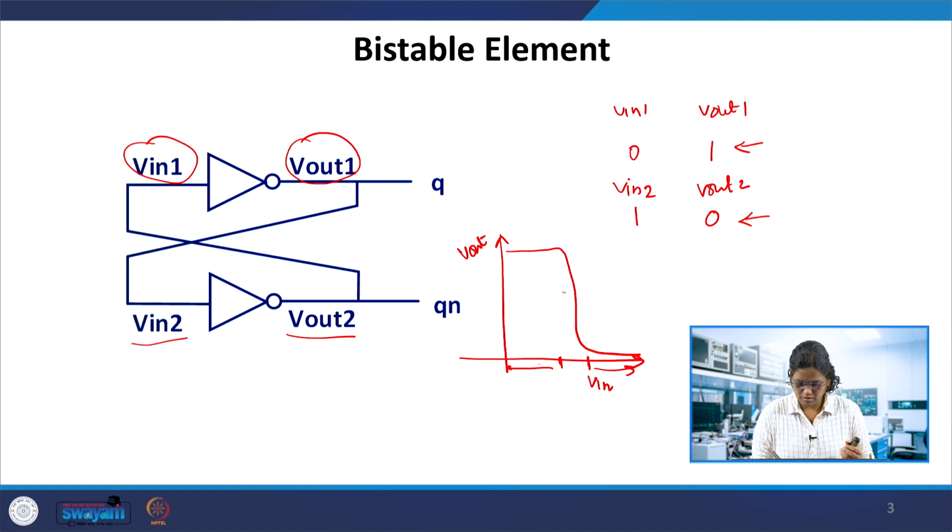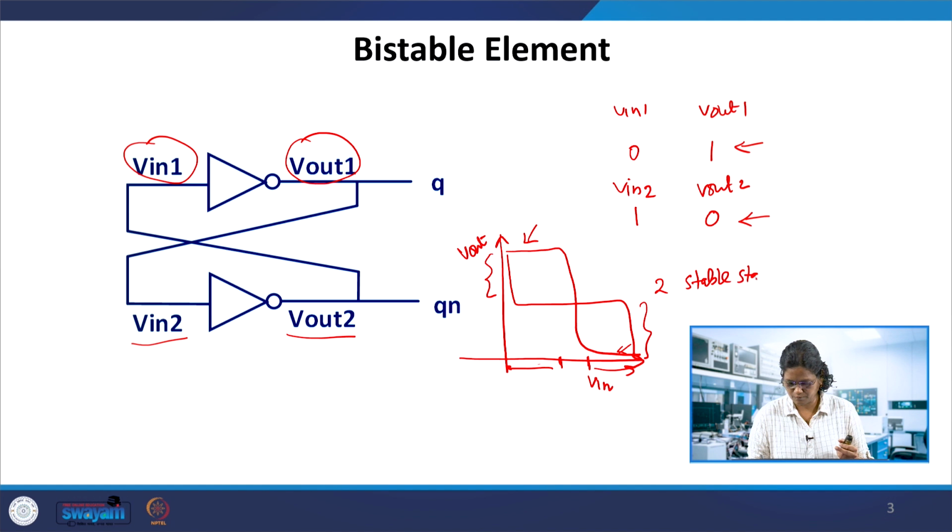This can even be considered for another case, for the other inverter. That means this portion is high when this is low. Compared to this input, this is stable. So let us take this input and the output here; in the first case, these are the two stable states. In flip-flops, latches, and sequential circuits, we have these two stable states.